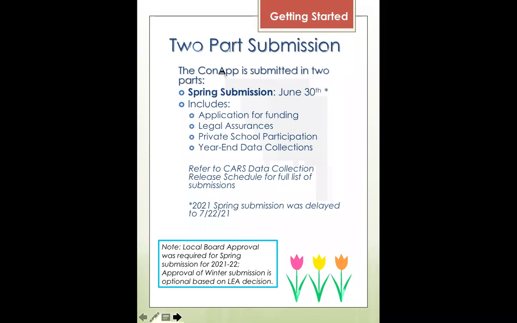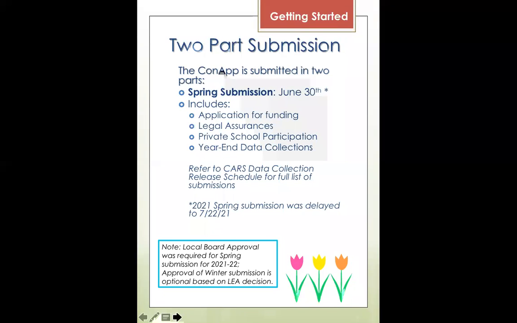And that's why you need board approval in the spring. So board approval for this ConApp is only required for the spring submission. It is not required for this submission. However, in some cases, districts like to take it back to board, or boards like to see it because you see final funding amounts in the winter submission.